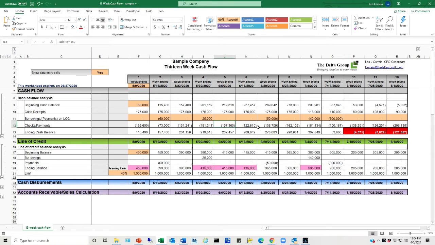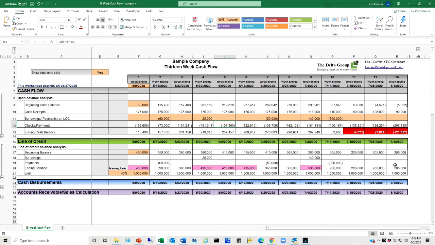The management of the line of credit borrowings is actually done in the cash section. Line 11 of the Excel sheet is highlighted as a data entry section, and this is where you determine how much you're going to borrow or pay down on the line of credit. Borrowings are treated as a positive number and paydowns are entered as a negative number.